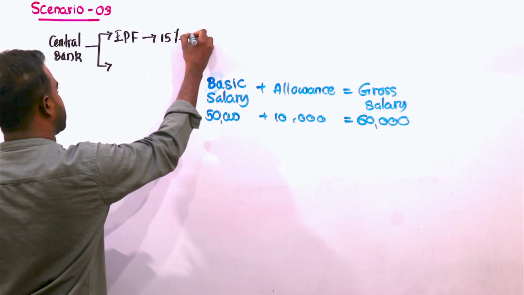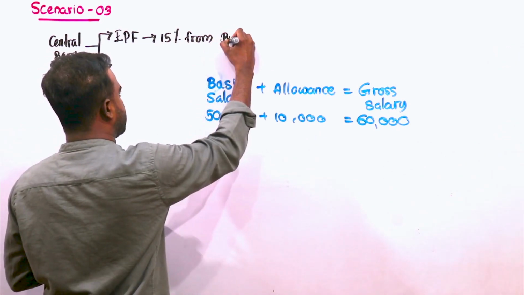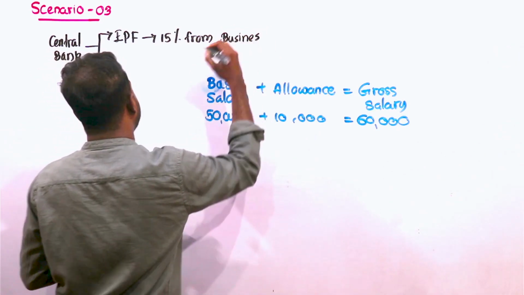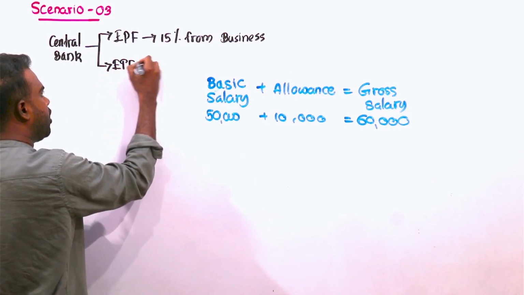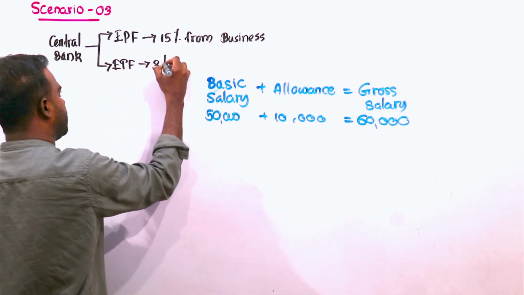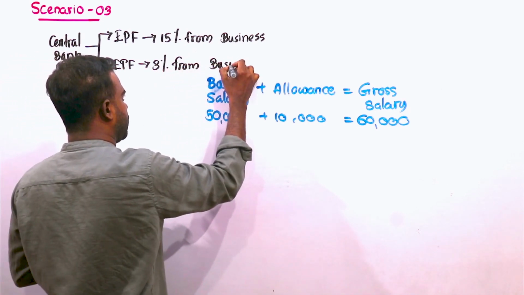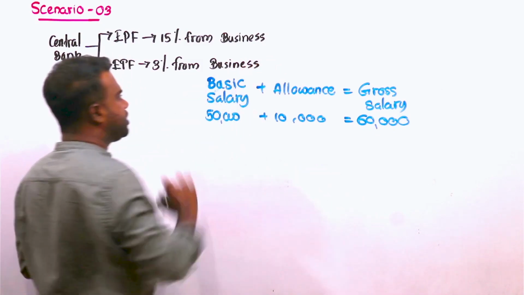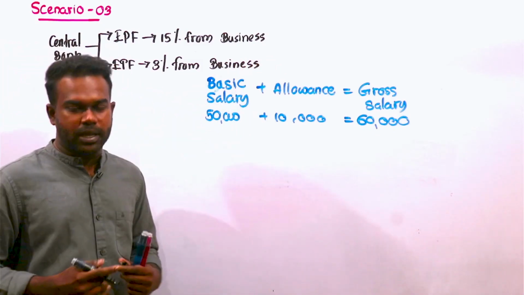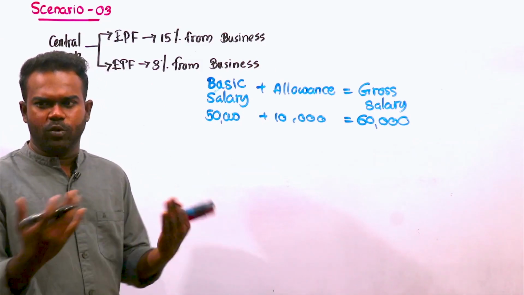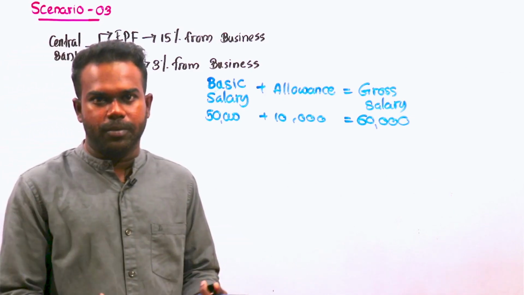15% from the business, right? EPF from the business. There's another fund called ETF, 3%. That one also comes from the business. It's the Employee Trust Fund, which is for the welfare of employees, for future purposes, right?